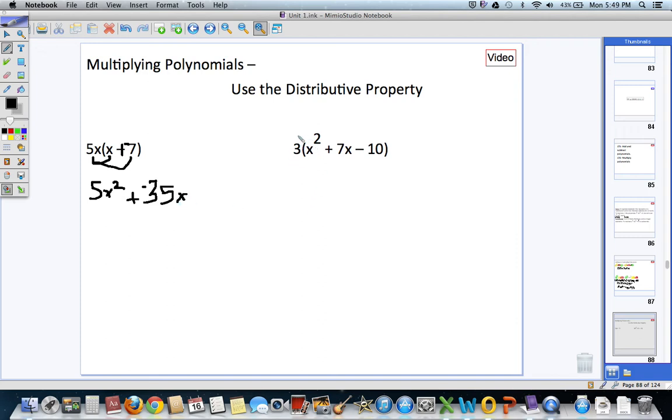Over here, same thing. I'm just multiplying this through by everything inside. 3 times x squared, 3 times 7x, 3 times a negative 10 once I dink dink. 3 times x squared is 3x squared plus 3 times 7x. 3 times 7 is 21x, plus 3 times a negative 10 is a negative 30. We have no like terms, so we're done.